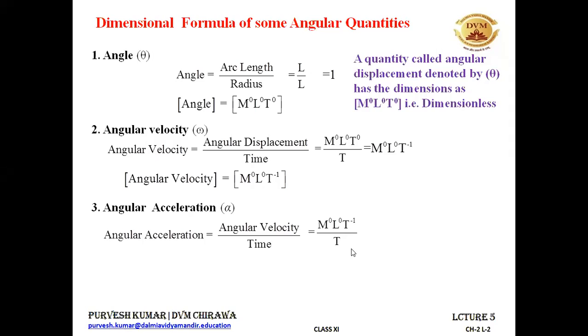When the denominator goes to the numerator, it adds one more minus power to the t. So it becomes m0 l0 t minus 2. The dimensions for angular acceleration are m0 l0 t minus 2. This angular acceleration is denoted by alpha, and omega is the symbol for angular velocity. I hope these three things are very clear to you.